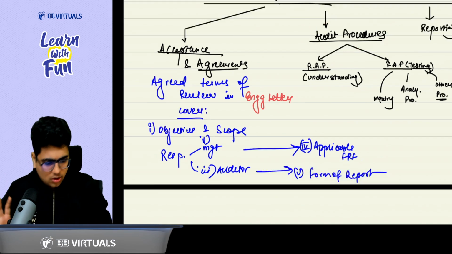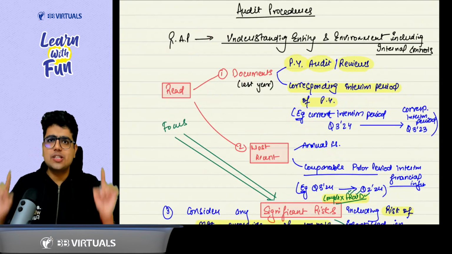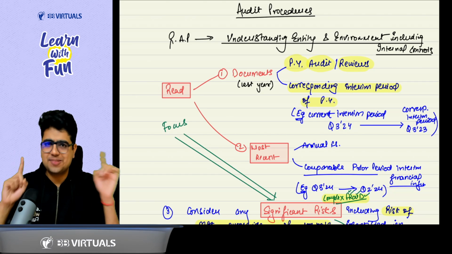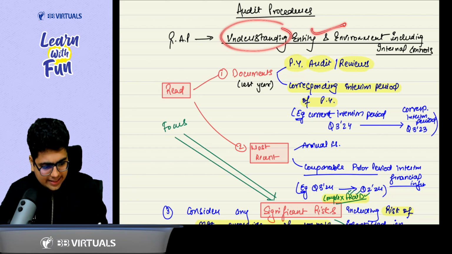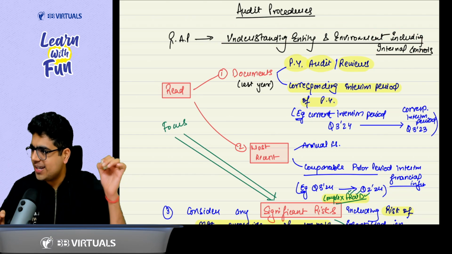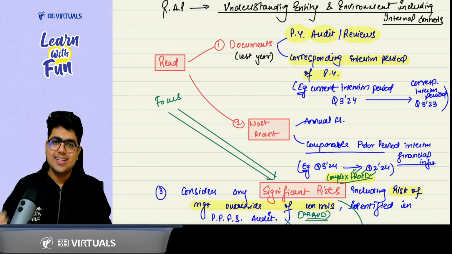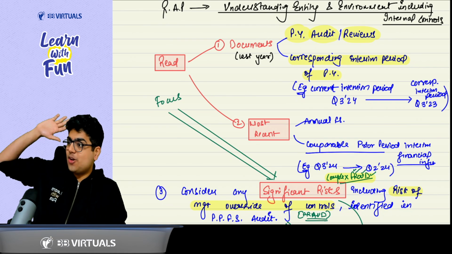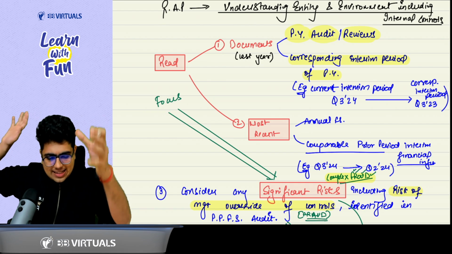Then we discussed the audit procedures. Let's go one by one. What was the first procedure? Risk assessment procedure. What do you do via risk assessment procedure? Understand the entity and environment, including the internal controls. How do I understand? Read. Read what? Past year document and the latest document.